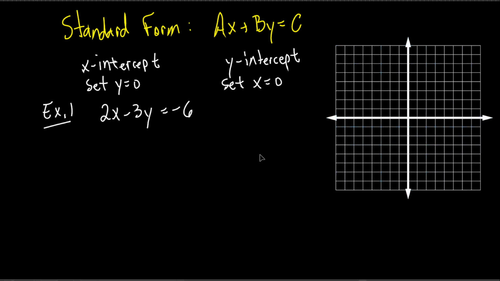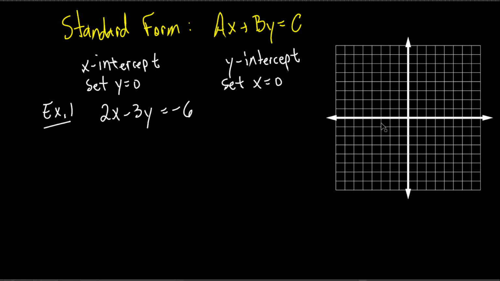Erase it. There we go. All right, this is super important, what we're doing right here. In order to graph an equation in standard form, we're going to find the x-intercept and the y-intercept. How do you find them? To find the x-intercept, you set y equal to 0. To find the y-intercept, you set x equal to 0.